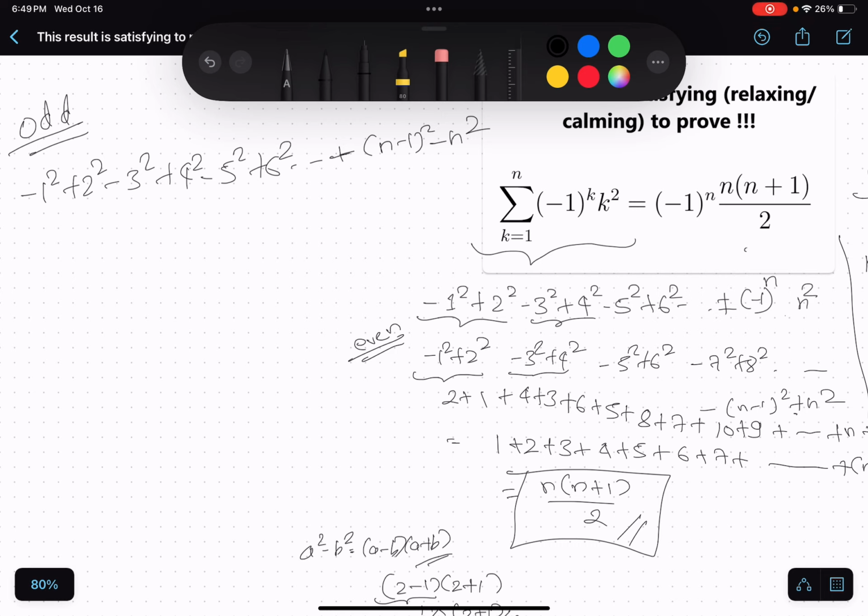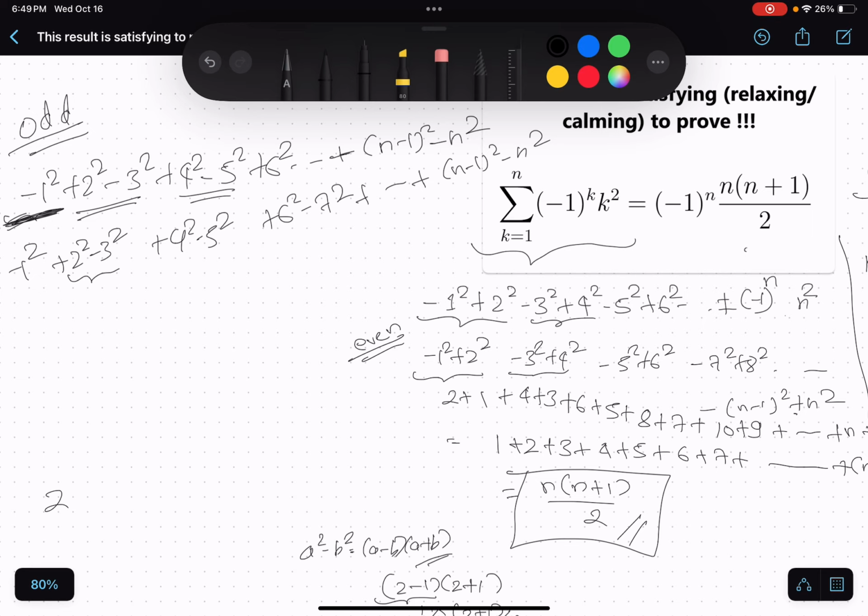Now in this case we'll just leave the first term as it is and group the other terms. Minus 1 square, and then this is plus 2 square minus 3 square, and then plus 4 square minus 5 square, 6 square minus 7 square. Since we are leaving one of the first terms, the other terms should group, because if we take one from odd, it becomes even. And this is n minus 1 square minus n square. Again, you use the same formula.